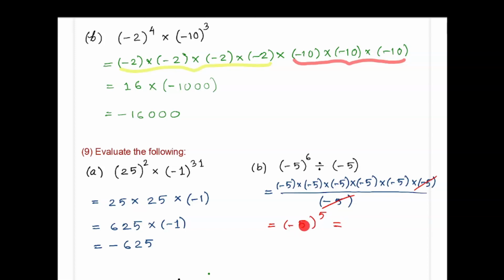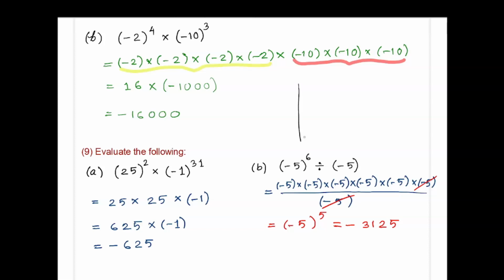Since a negative to an odd power is what? Negative to an odd power is negative. It will give us negative. And 5 to the power 5 is 3125. Understood? It is minus 3125. Okay. One concept I forgot to say.